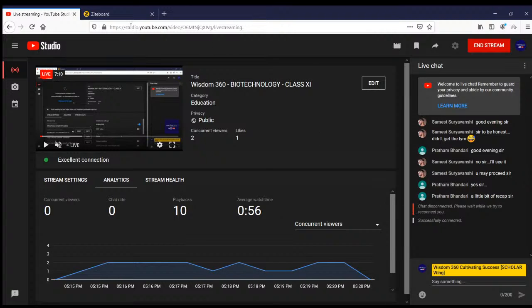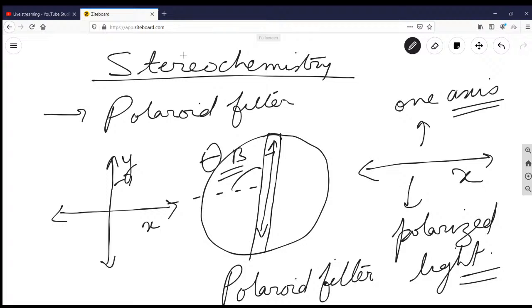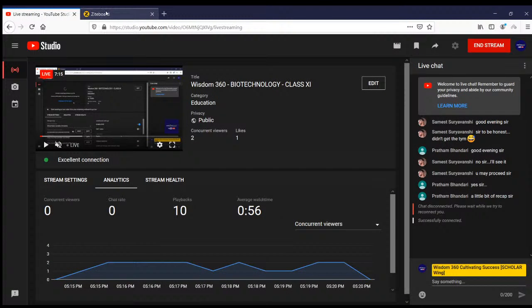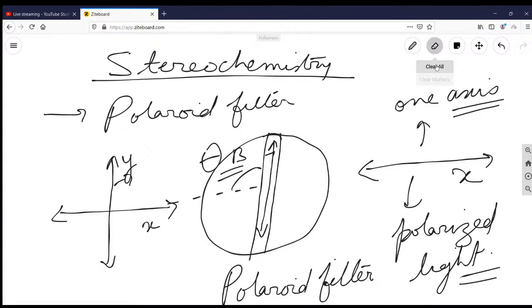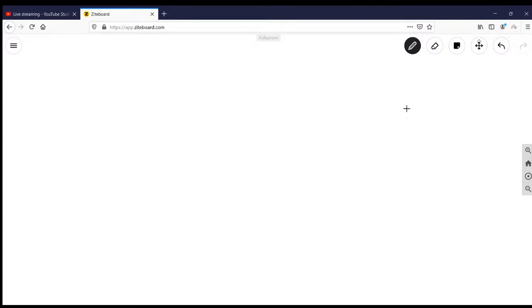Now, why do we need polarized light? The thing is, there are molecules in chemistry or in biology which are simply known as chiral molecules or achiral molecules. If you take any amino acid, the best example would be to take any amino acid, you must have read in the biomolecules chapter, it looks like this.